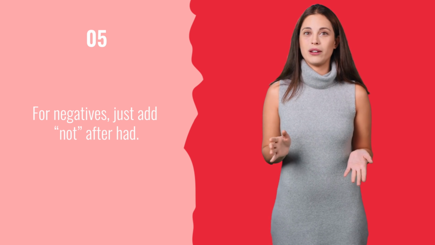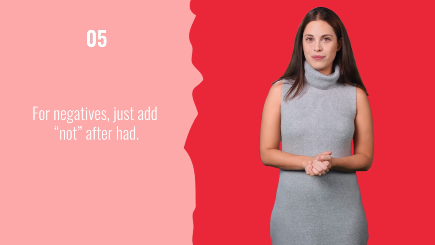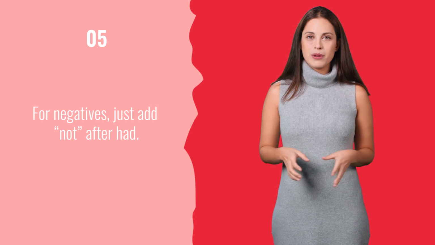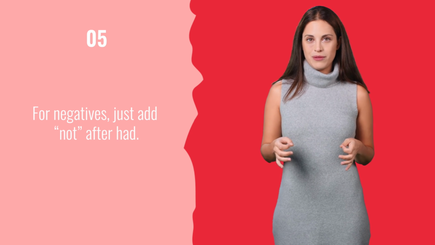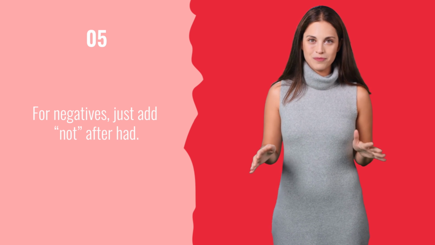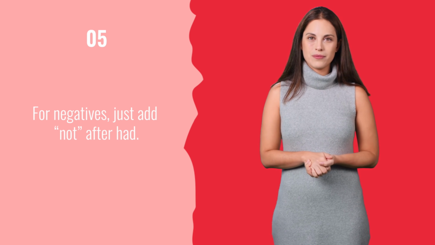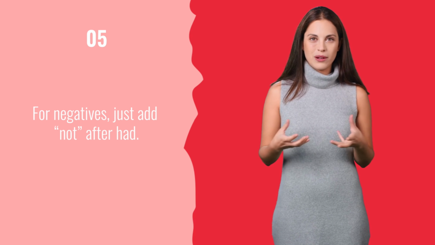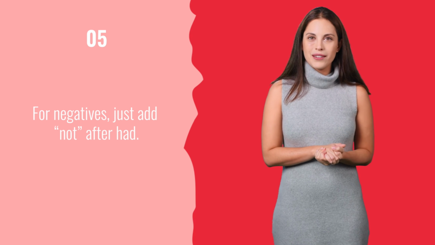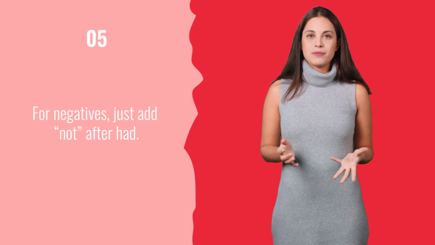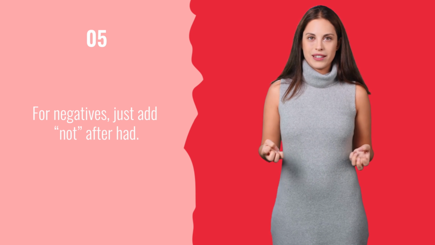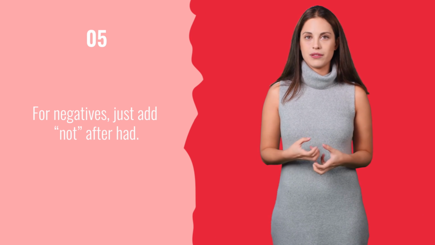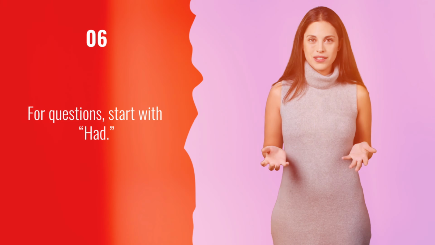You can use this pattern with any subject. I hadn't seen the message. She hadn't called back. We hadn't made a decision. It's always the same structure. Had, then not, then the past participle. There are no changes based on the subject. No extra endings. No tricky spelling. If you want to say something didn't happen before another past moment, this is the tense to use. Simple, clear, and consistent.